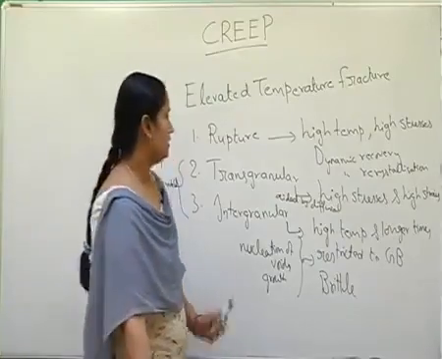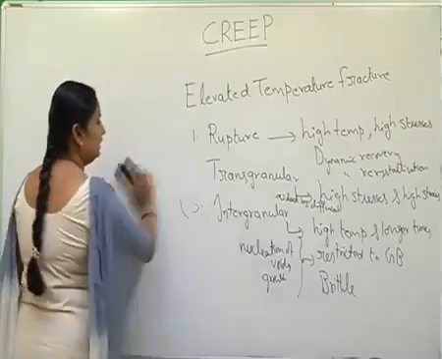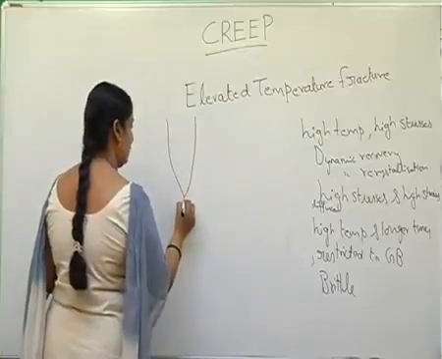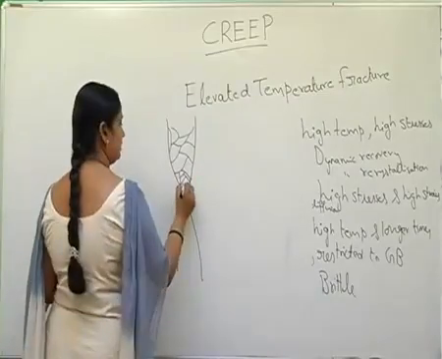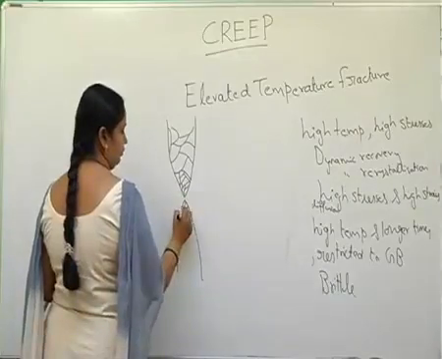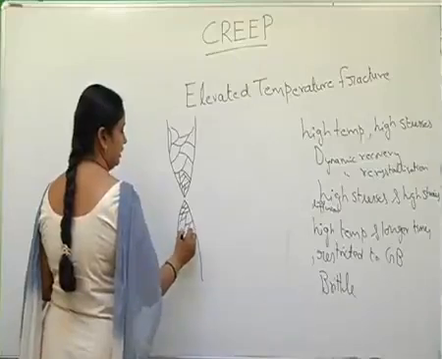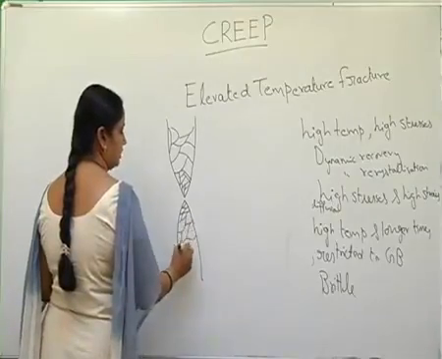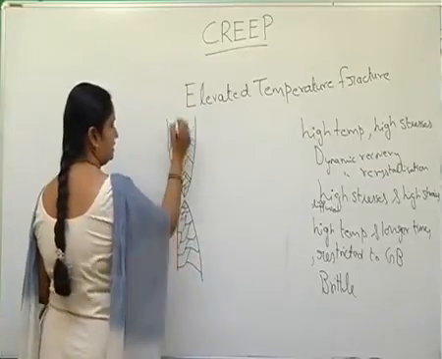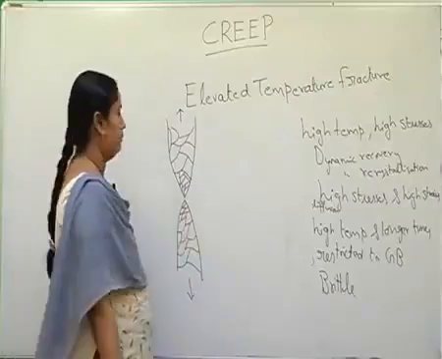Now I shall draw the figures for these three types of elevated temperature fracture, which you can clearly visualize. So this is the type of rupture, the rupture type of failure, where the percentage reduction of area almost approaches 100%. And this takes place at higher stresses and higher temperatures.